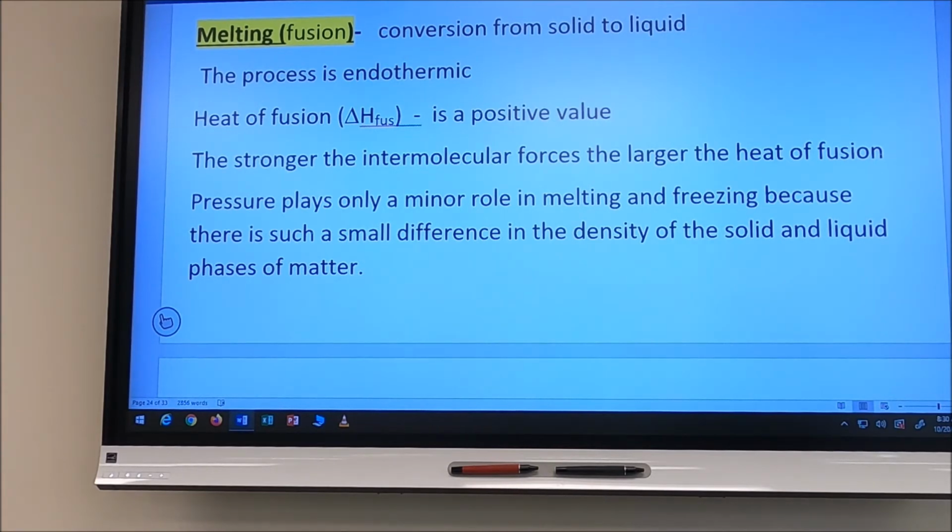Pressure plays a minor role in melting and freezing because there is such a small difference in the density of the solid and the liquid phases of matter. Okay? So, I'll talk about water and some special things to do with water, but keep in the back of your head that there's not much volume difference between a solid sample and a liquid sample of most substances. So that means pressure plays a very small role in fusion or freezing.